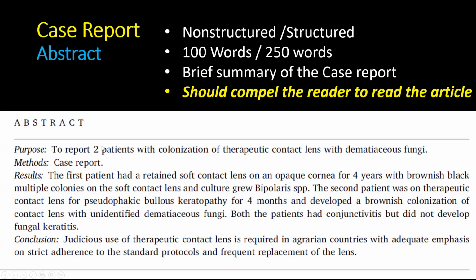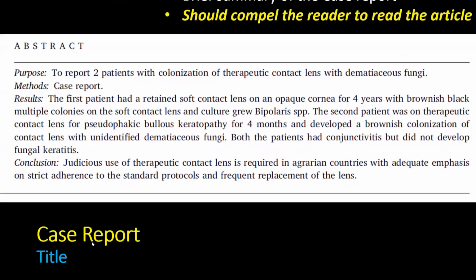So: two patients with colonization of therapeutic contact lens by dermatophytic fungi. The first patient had a retained soft contact lens on an opaque cornea for 4 years. So this is something unique. For 4 years the contact lens was in the eye, and there was brownish black pigmentation. But when we removed it, nothing was there. Both the patients had only conjunctivitis, but did not develop keratitis. And what is the conclusion that we are trying to say?